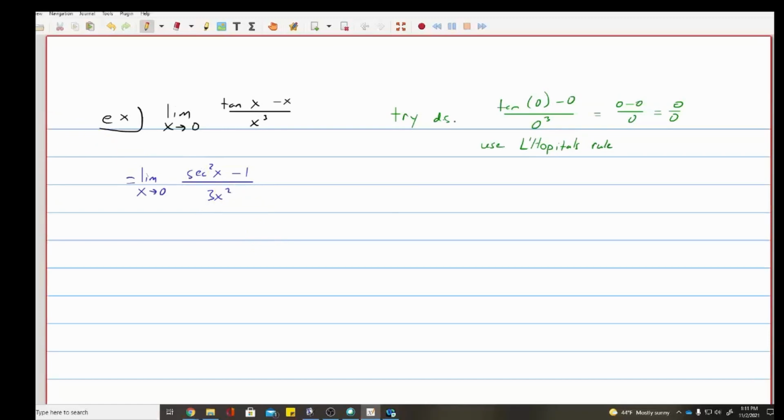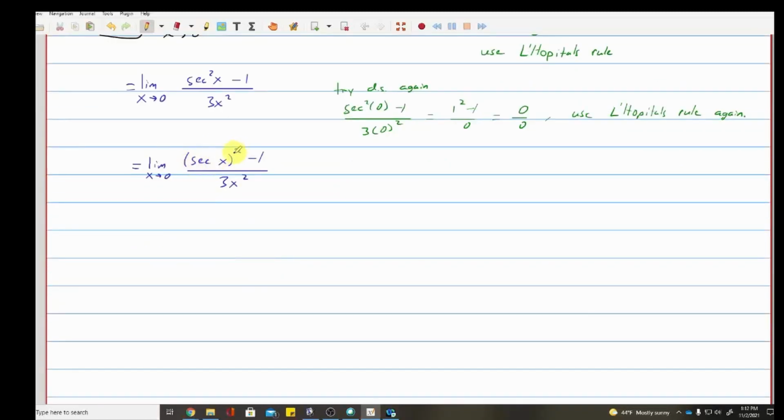So let's try direct substitution again. So I have secant squared of 0 minus 1 over 3 times 0 squared. Secant of 0 is 1. 1 squared is 1, minus 1 is 0. So we have 0 over 0 again. So use L'Hopital's rule again. Before I use L'Hopital's rule, I'm going to rewrite this as secant x squared. This is an easy place to make a mistake. If I write it as secant of x squared, then I can see how to differentiate using the chain rule.